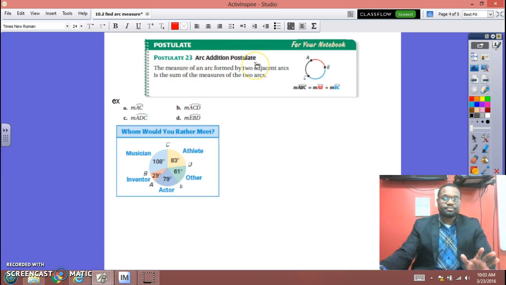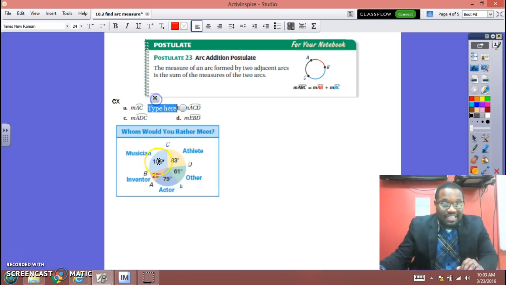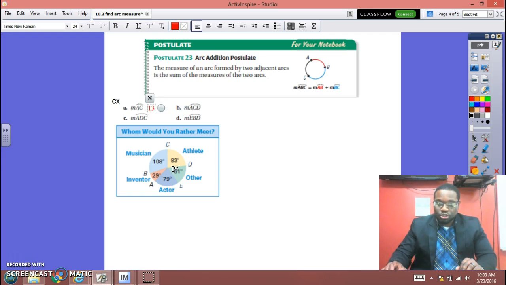Arc addition postulate. The measure of an arc formed by 2 adjacent arcs is the sum of the measures of the 2 arcs. So basically, if you got arcs right next to each other, you can add them together and you can get the measure of both of them. So for example, we can look at arc AC. Arc AC is from here to here. So I would do 29 plus 108, and that would be 137, I believe, because the central angle and the arcs are the same.